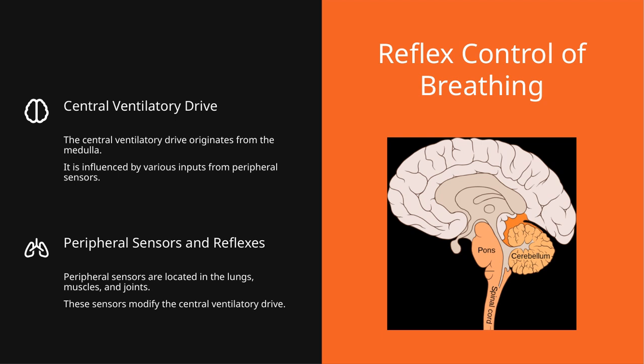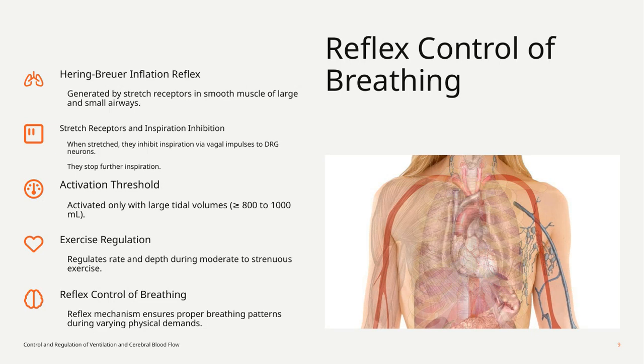Altogether, this integrated system of central and peripheral controls, along with reflexes, ensures that ventilation is finely tuned to meet the body's needs, safeguarding both oxygen delivery and cerebral blood flow. Let's now discuss the control and regulation of ventilation and cerebral blood flow, starting with reflex control of breathing.